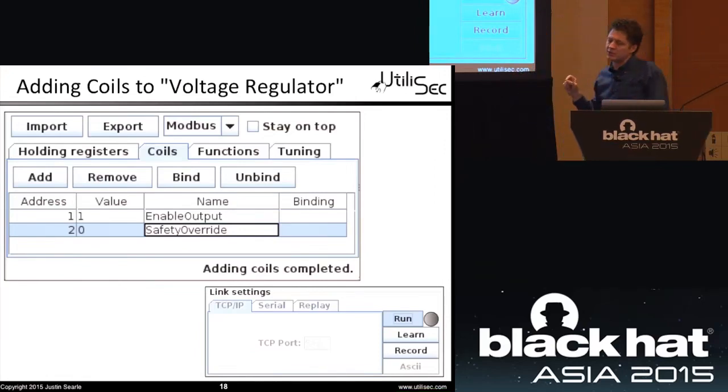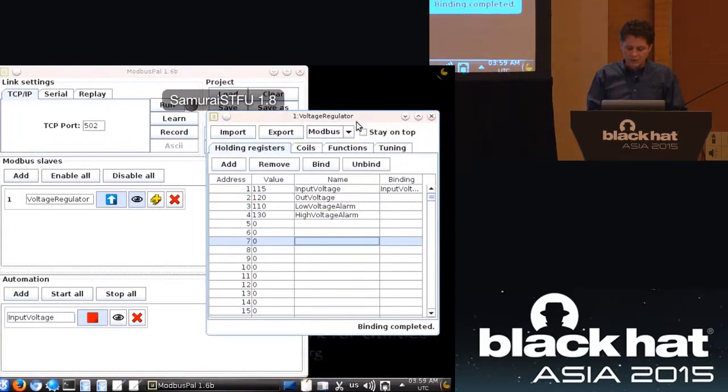The second one we're going to do is a safety override. By default, we want to have that safety override turned off, so a 0 value, basically implying that if the voltage goes below or above those alarm areas, this safety override will prevent that behavior. But if I turn this on, then that safety override will allow me to produce voltages outside of those safe ranges. So I'm going to leave that off. Enable output and safety override are the two coils I'm going to create.